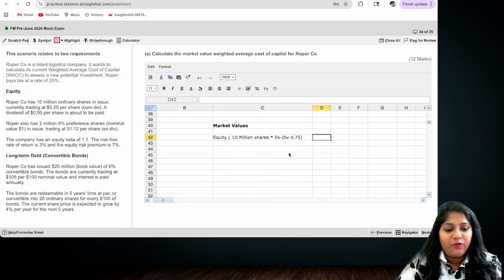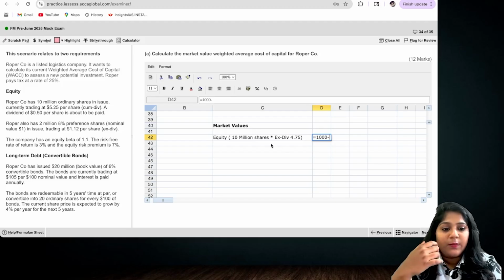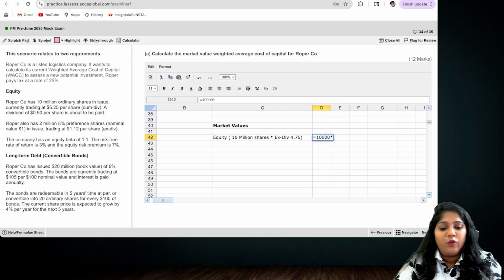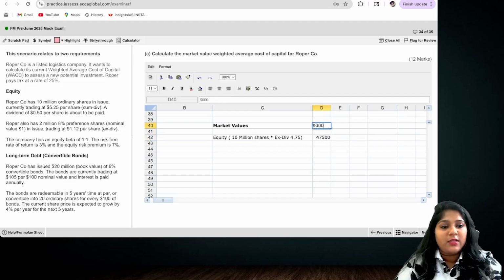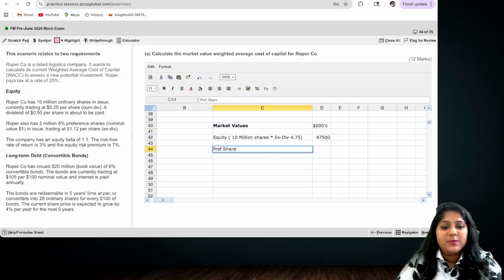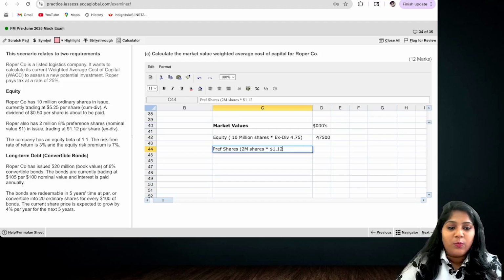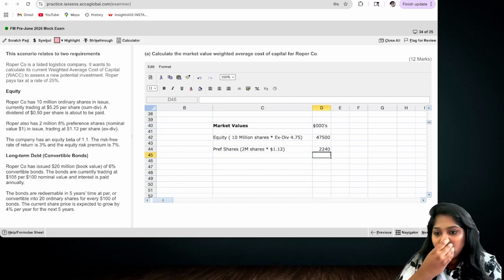The market value of equity is 10 million multiplied with 4.75. You can calculate in thousands, guys. It's okay. Do the calculations in thousands. Preference shares. How many shares do we have? We have 2 million preference shares multiplied with, it is trading right now at $1.12. So that is ex-dividend directly. 2 million multiplied with 1.12, it is 2240.